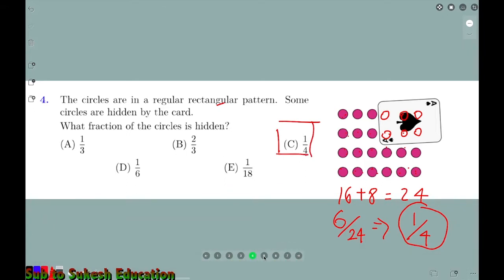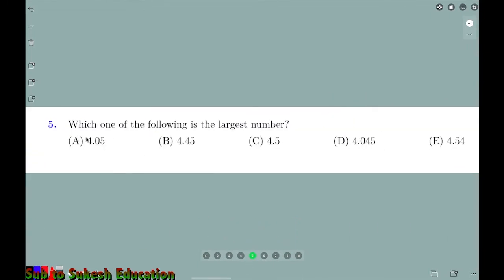Now moving on to question number 5. Which one of the following is the largest number? Okay guys, what I like to do with these types of questions is write them all using the same hundredths or thousandths place. I'm saying hundredths, important, meaning from the point. So we're going to see the highest, so it's 3 decimal places here. So we're going to make it all 3 decimal places to make it easy.